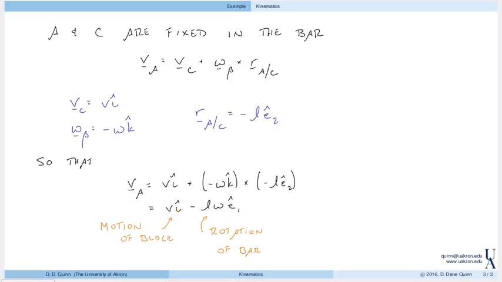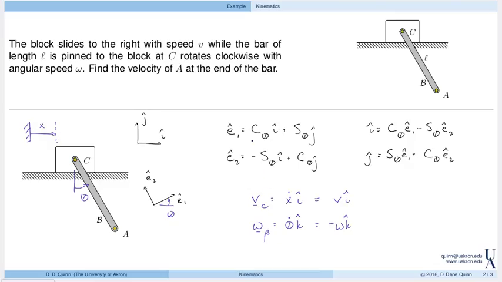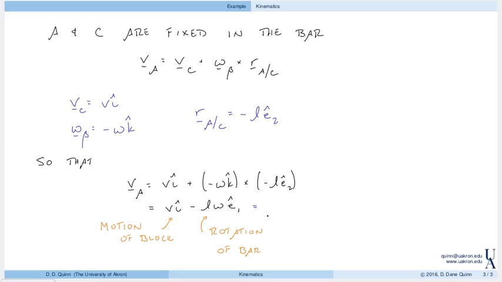Now, notice that I have used the I direction and the E1 direction for these two terms. If I would like to express this in a consistent set of directions, I can either take I and express it in terms of E1 and E2, or E1 and express it in terms of I and J, and we'll do the latter. So recall that E1 is cosine theta I plus sine theta J. So finally, the velocity is v minus L omega cosine of theta in the I direction, plus, now in the J direction, minus L omega sine of theta in the J direction.